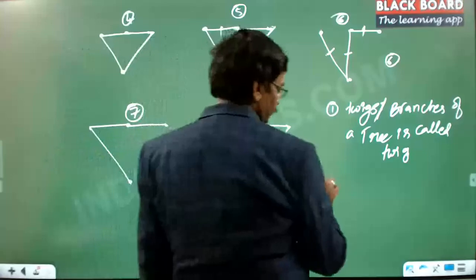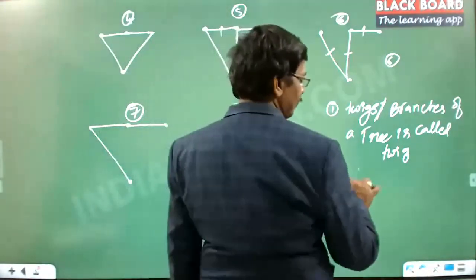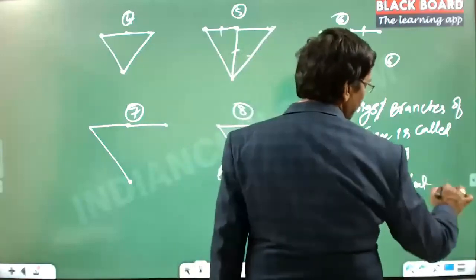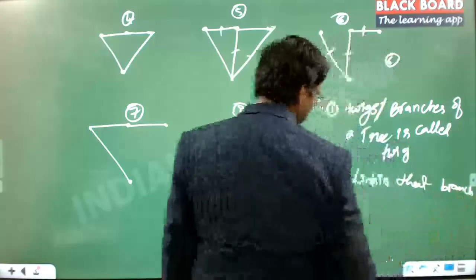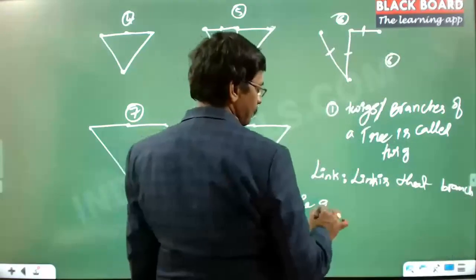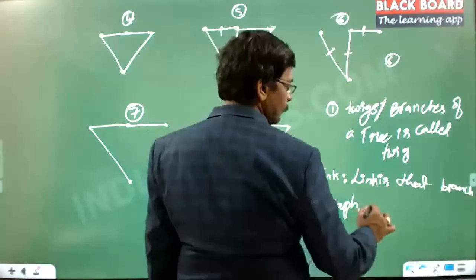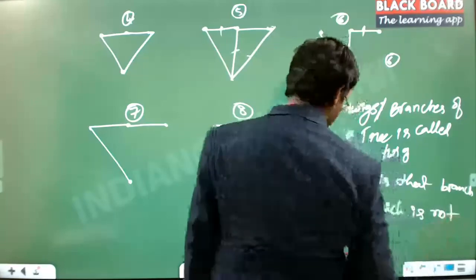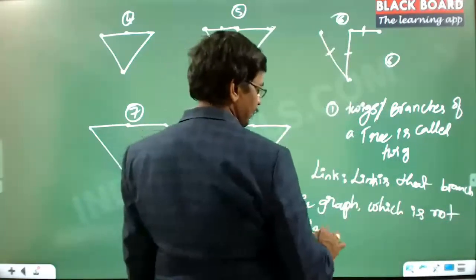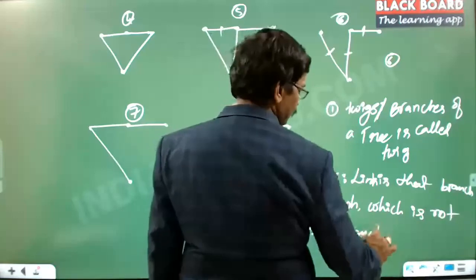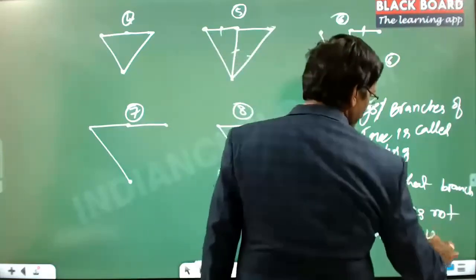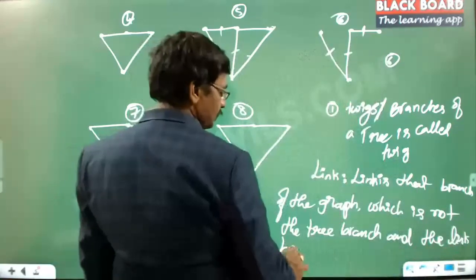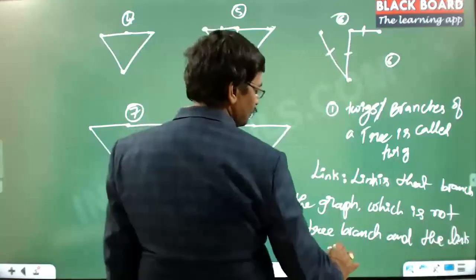So link, by definition, is that branch of the graph which is not the tree branch, and the link branch will make a closed loop.